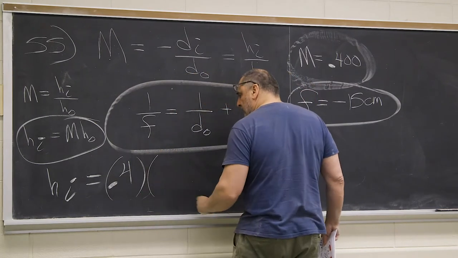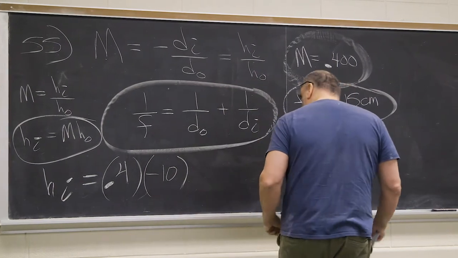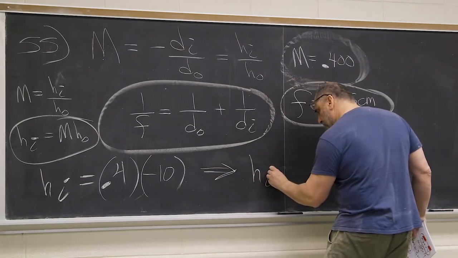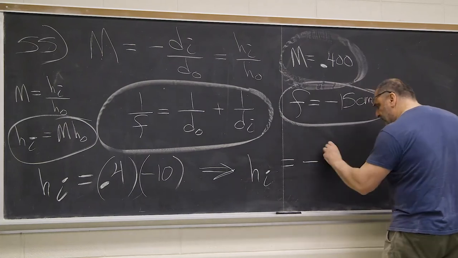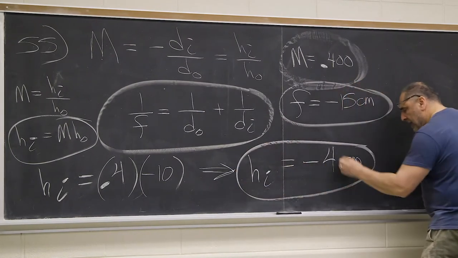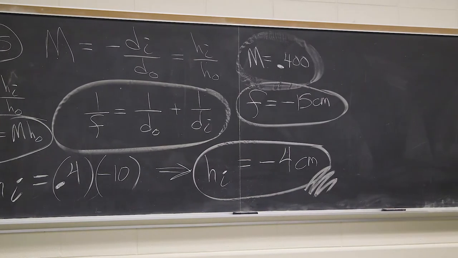They're telling you that the object height was negative 10 centimeters. You multiply that out, HI is negative, now we can use centimeters. I don't know why we got into it about the centimeters earlier, but now we can do it. HI is this.